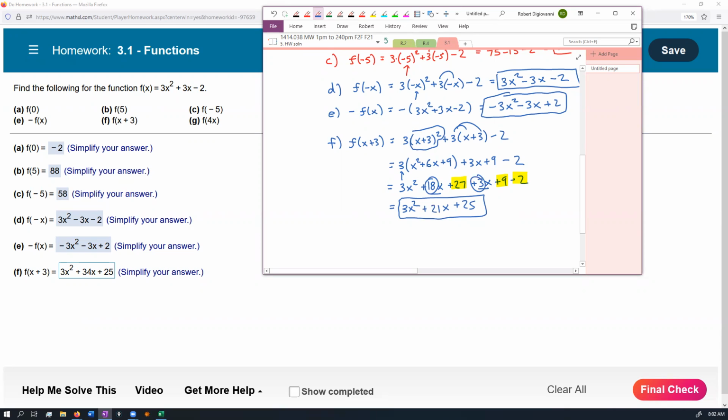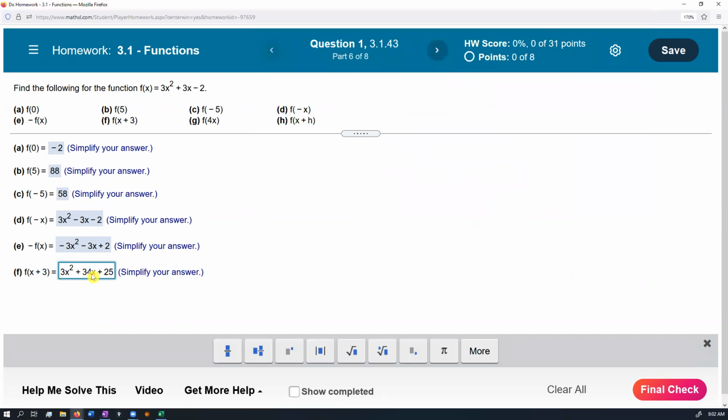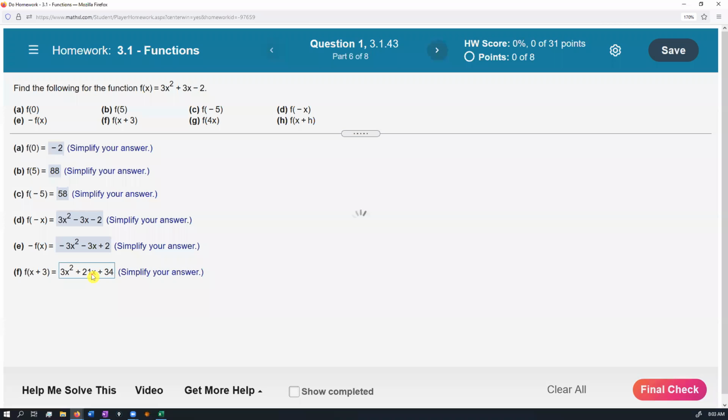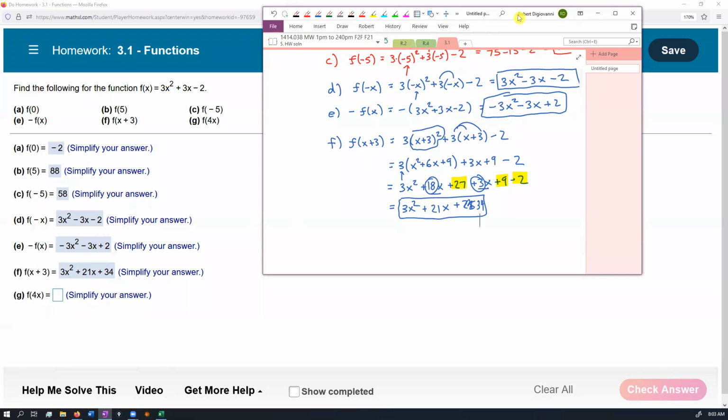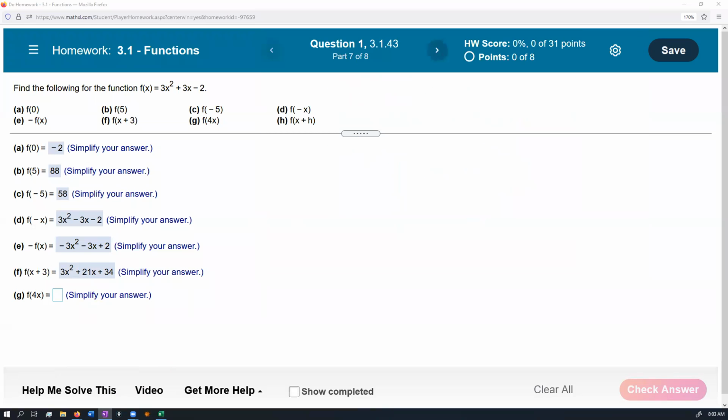Okay, 21 is still 21. Sorry, it's this number here that becomes 34. My gosh. 21, 34. Okay, there we go. Finally, I need to wake up, finish this coffee.